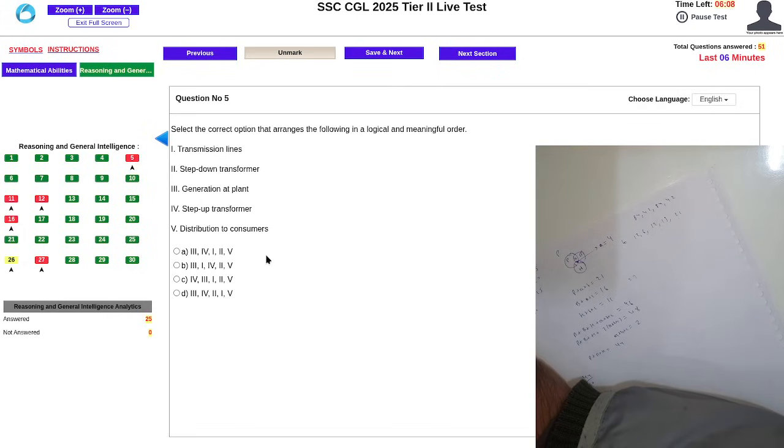ट्रांसमिशन लाइंस डिस्ट्रीब्यूशन टू कंज्यूमर्स. तो फिफ्थ लास्ट में आएगा ट्रांसमिशन 1. ये लग रहा है जनरेशन एट प्लांट. स्टेप अप ट्रांसफार्मर, स्टेप डाउन ट्रांसफार्मर. ट्रांसमिशन लाइन है, स्टेप डाउन ट्रांसफार्मर. संयंत्र में उत्पादन स्टेप अप.